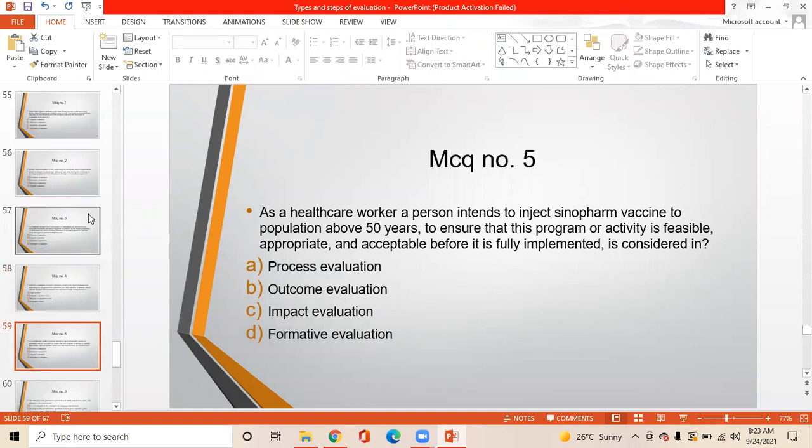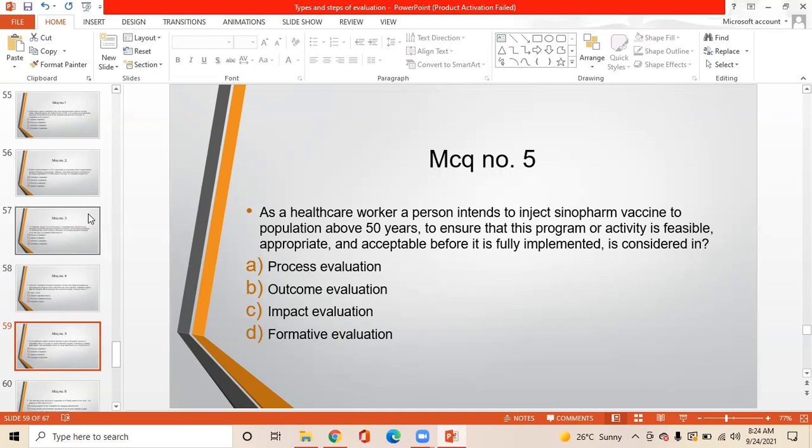As a healthcare worker, a person intends to inject a Sinopharm vaccine to a population above 50 years. To ensure that this program activity is feasible, appropriate, and acceptable before it is fully implemented, which is considered? Option A is process evaluation, B is outcome evaluation, C is impact evaluation, and D is formative evaluation.